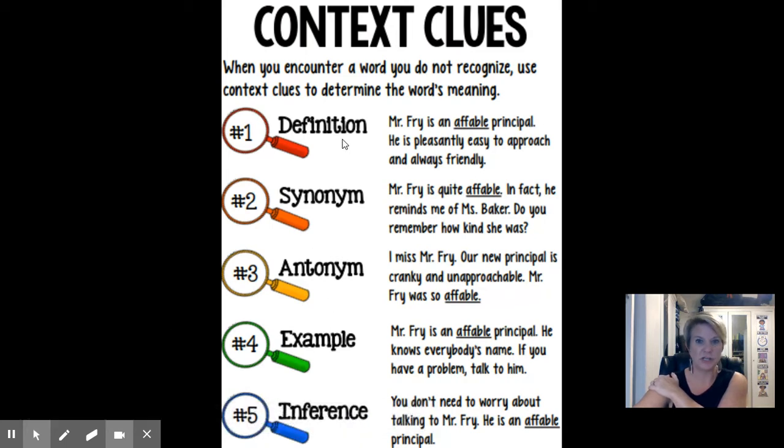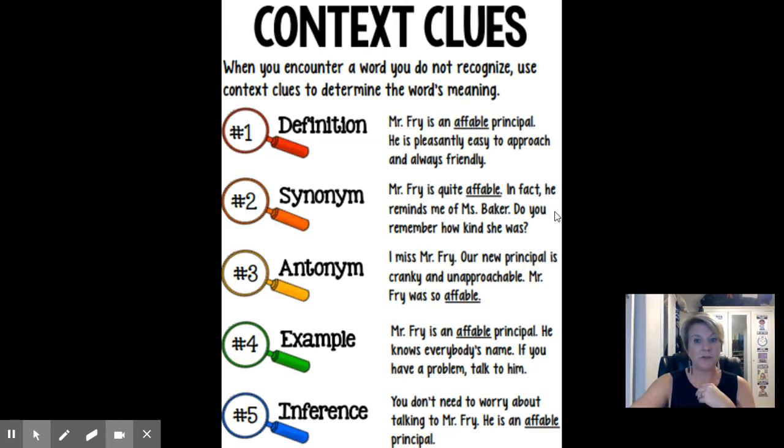So for a definition, an example would be, Mr. Fry is an affable principal. He is pleasantly easy to approach and always friendly. Well, I don't know what that word affable means, but when I look at the rest of the sentence or in the next surrounding sentence, it says, he is pleasantly easy to approach and always friendly. So that tells me the definition of affable right there in the next sentence. So I know affable means pleasantly easy to approach and always friendly.